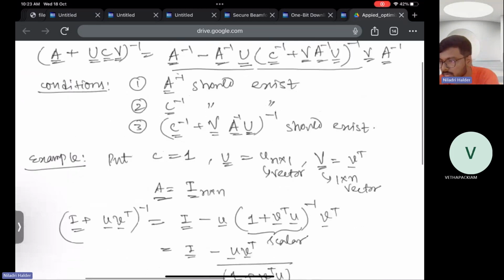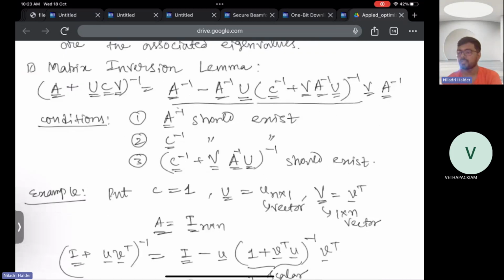So these are the matrix inversion lemma. So (A plus U C V) inverse is equal to A inverse minus A inverse U into (C inverse plus V A inverse U) whole inverse V A inverse. So this is the proof if you want: you can just multiply this right hand side, A inverse minus all those things, into (A plus U C V), and check whether it gives the correct result or not. But yes, this is the matrix inversion lemma.